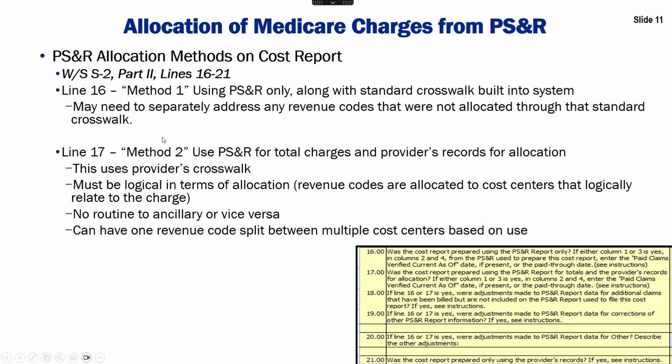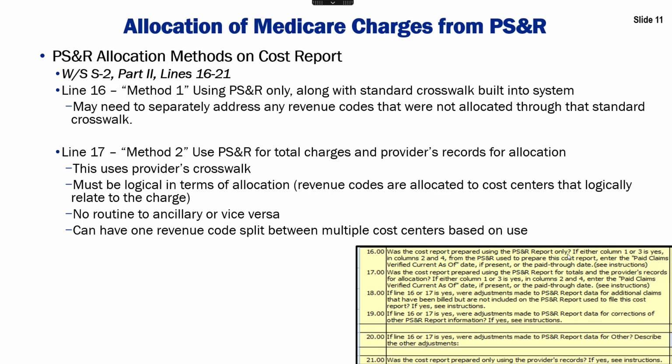But there are two basic methods that are commonly used. Method 1, if you look at line 16, was the cost report prepared using the PSR report only. In other words, all the charges that are in each revenue code on the PSR, that's the only information we have. And then there's a standard crosswalk built into the cost reporting system that identifies where those particular revenue codes generally go. Which cost centers do they generally go to?